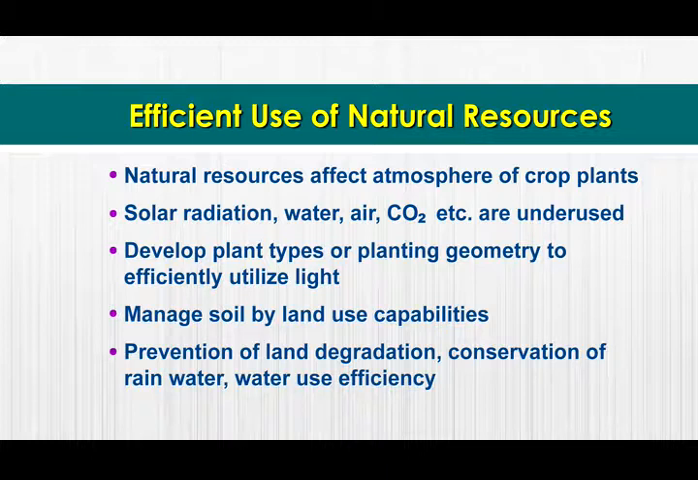Then we need to manage our soil by using land use capabilities, with proper tillage, irrigation, checking erosion, avoiding water logging, and balanced manuring is required. Then we also have to do the prevention of land aggression. We have to see to the conservation of rain harvesting, and we have to do irrigation with higher water use efficiency. There is a need to maintain the quality of the water, and there is a need to improve the groundwater potential.